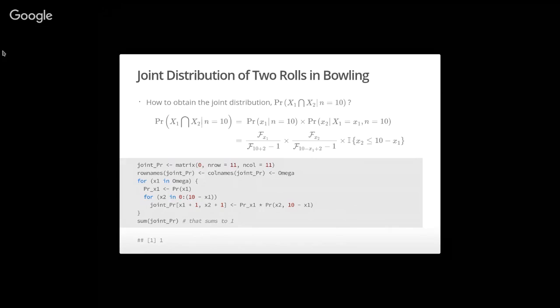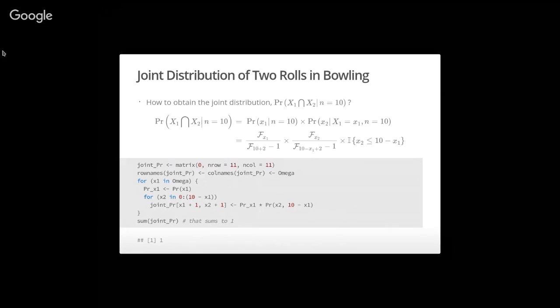And then in my inner loop, I'm going to go from X2 starting at 0 up to the number 10 minus X1. And I'm going to fill in the corresponding element of my table with the product of these two things: the probability of knocking down X1 pins on the first roll multiplied by the conditional probability of knocking down X2 pins on the second roll, given that I knocked down X1 pins on my first roll. And that is going to fill up the upper left part of the table.